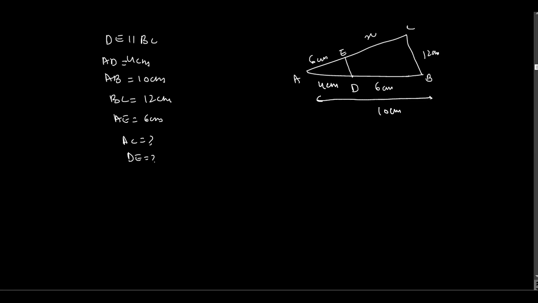Found, sir. Yes, what is the answer? EC is equal to 9 and AD is equal to 8, and AC is equal to 9 plus 6, AC is equal to 15. Yes, sir. Yes, it will be 15.